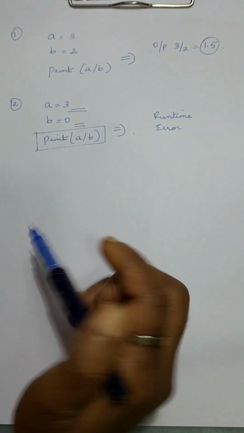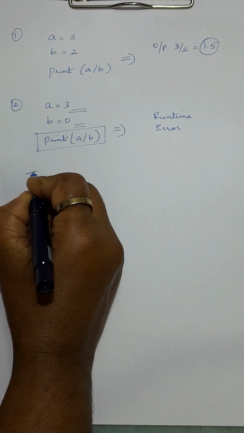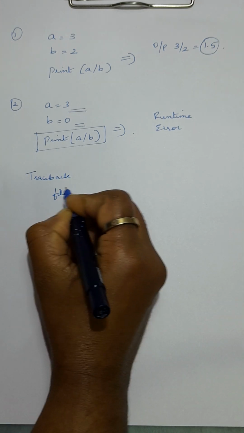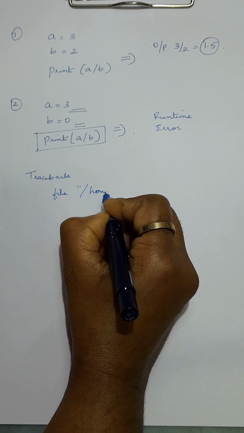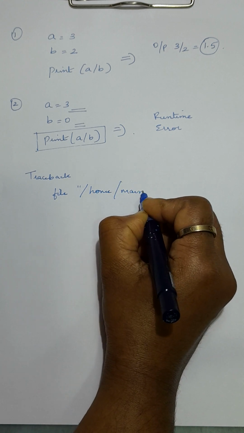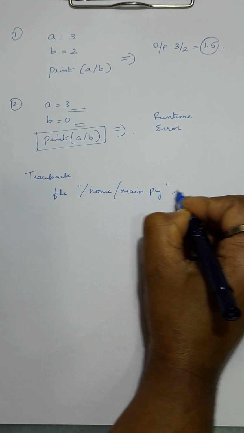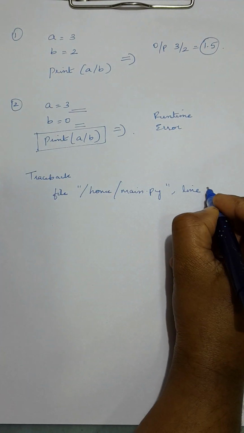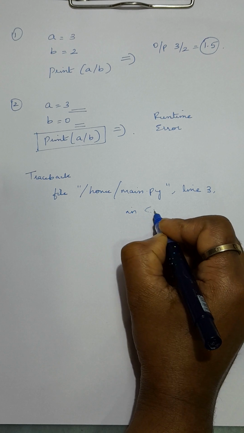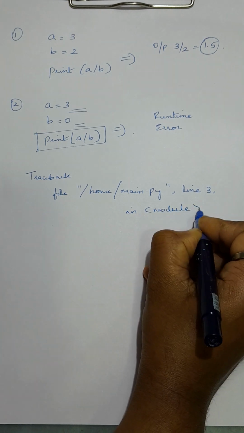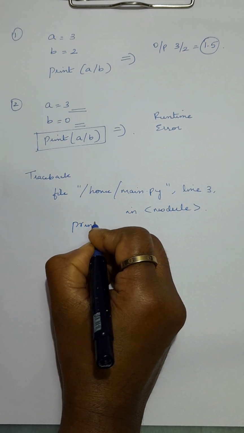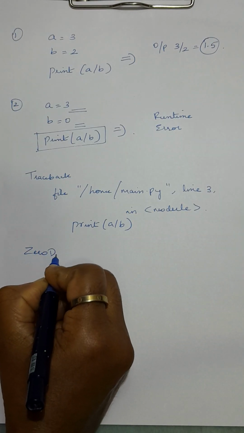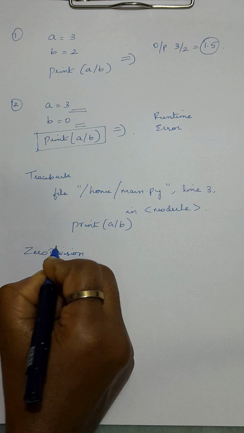So what are the errors that will be displayed? I'll tell you. It will be a traceback. You'll get a traceback: home slash main.py, line 3 in a particular module. It will show print A divided by B, followed by ZeroDivisionError.